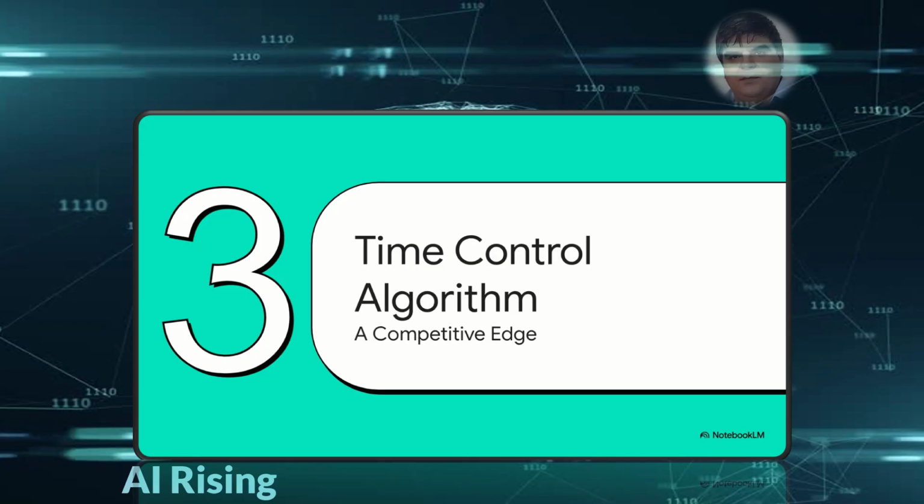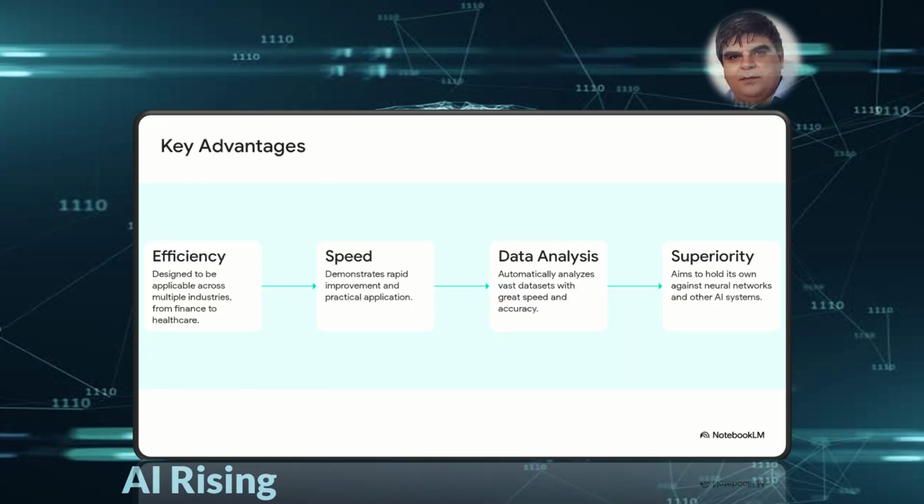And believe me, this document does not hold back. It makes some really bold claims. It lays out a whole list of competitive advantages, basically explaining exactly how it plans to leave every other AI system in the dust. It's really like a multi-pronged attack plan for AI dominance. First, it claims to be super efficient and adaptable across different industries, from finance to healthcare. Second, it's supposed to show rapid improvement in the real world. Third, it boasts this incredible ability to analyze huge data sets at lightning speed. And fourth, and this is the big one, it aims to go head-to-head with established AI systems like neural networks. It's basically a roadmap for becoming number one.